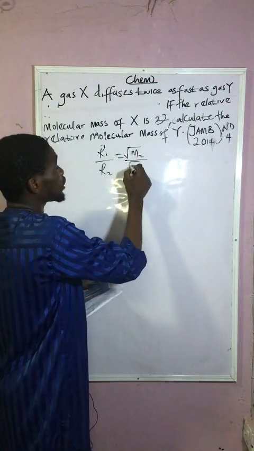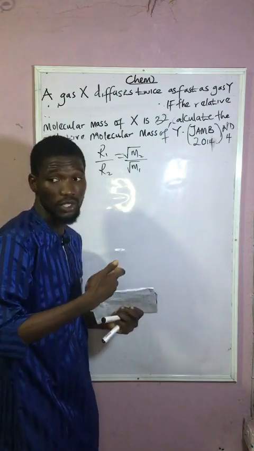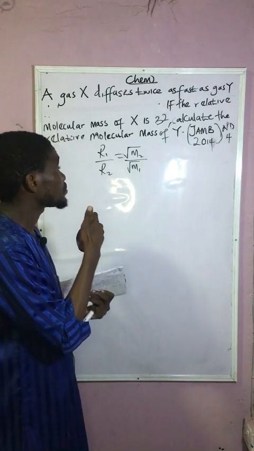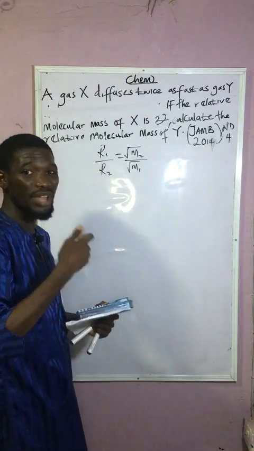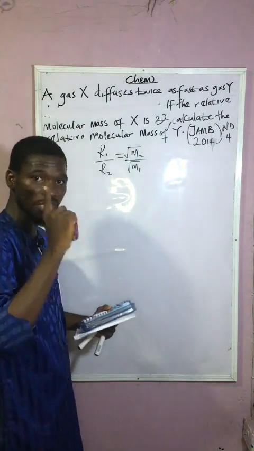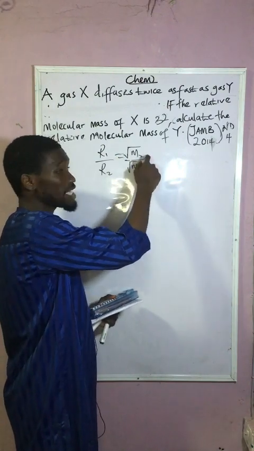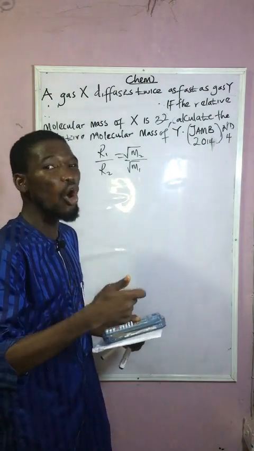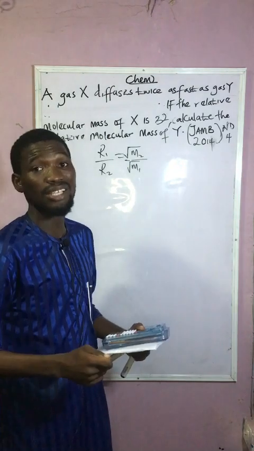As I've said before we start the class, go back to my previous video. You will see a clear video on diffusion. So R1 is the rate of diffusion of the first gas, R2 is the rate of diffusion of the second gas, M1 will come before what? M2, but here we have this as the numerator. Y is the denominator. So M1 is the relative molecular mass of the first gas, while M2 is the relative molecular mass of the second gas.